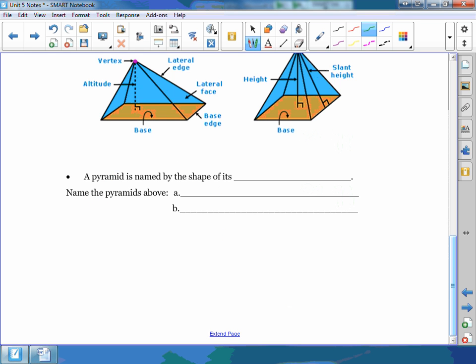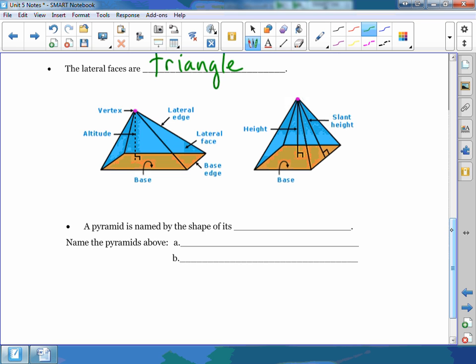Same thing as prisms. Pyramids are named by their bases. So whatever the base is, that's how we would name it. So the one on the left here, we would call that a rectangular pyramid. And the one on the right, even though it's not really labeled, I think we could probably call that a square pyramid. It just, if nothing else, just to make it different. Probably should have labeled that a little better.